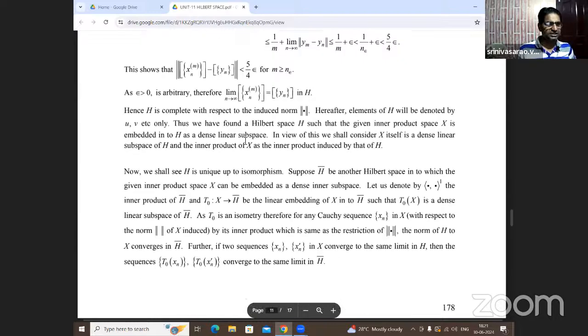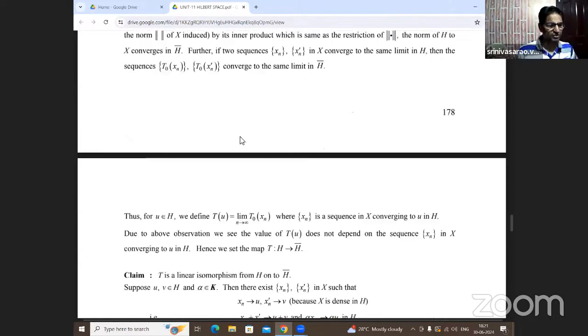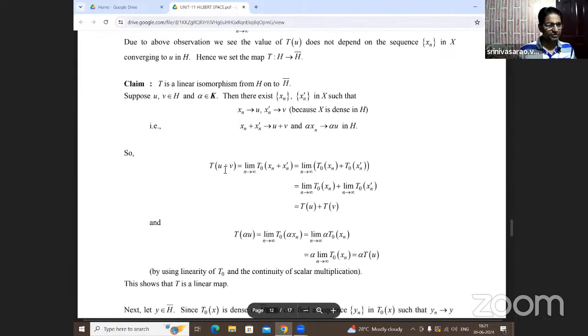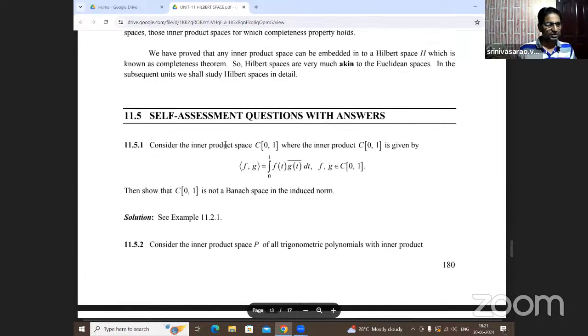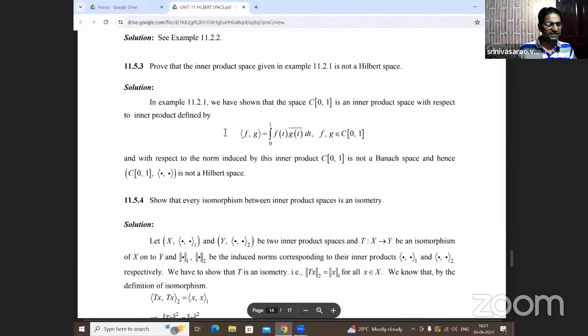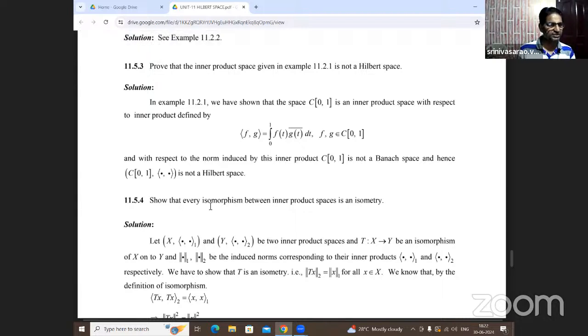It is a simple, direct theorem. State and prove the completion theorem means this is a direct question in the long answer questions. Now this is also the end of this unit. This theorem is also sometimes given as a short answer question.